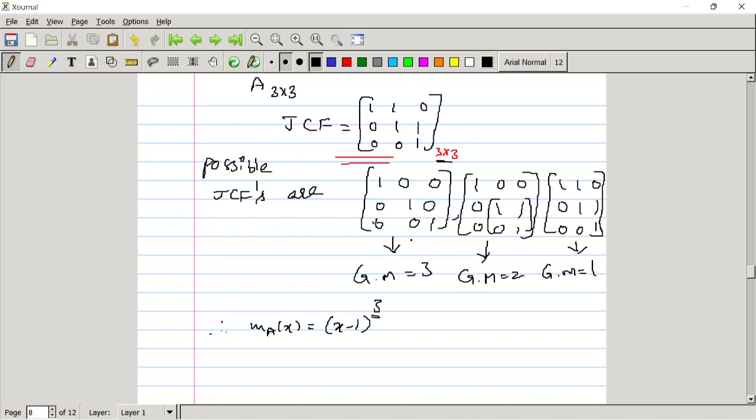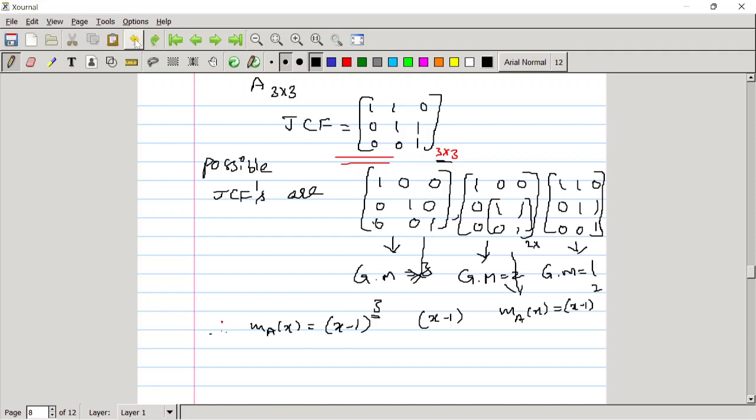If suppose the first matrix here is the JCF, then we will get the minimal polynomial as x minus 1 only. For this matrix, we will get the minimal polynomial equal to x minus 1 whole square, because the order of the highest Jordan block is 2 cross 2. We have here a Jordan block of order 2 cross 2. So the minimal polynomial should be x minus 1 whole square. Is it clear?